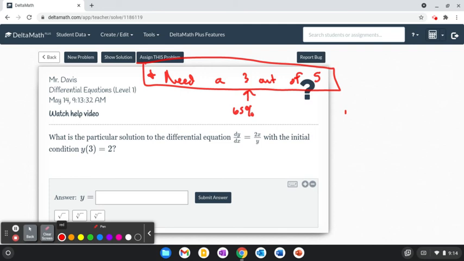Okay, let's go ahead and do one more. On this one, the particular solution is positive, so we want the positive root. I'll make note of that. Then let's rearrange this. It becomes y dy equals 2x dx. This one looks pretty easy. Then we integrate. That becomes 1/2 y squared equals x squared plus c.